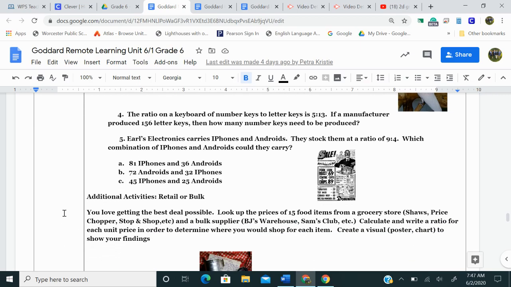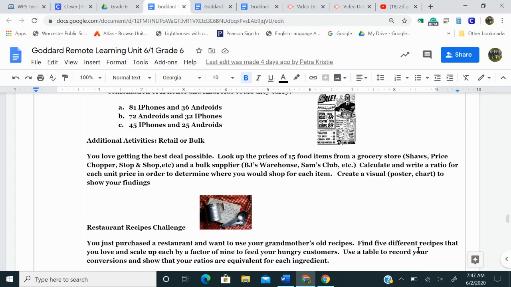Here's an additional math activity about retail or bulk. You love getting the best deal possible. Look up the prices of 15 food items from a grocery store like Shaw's or Price Chopper or Stop and Shop and a bulk supplier like BJ's or Sam's Club. Calculate and write a ratio for each unit price in order to determine where you would shop for them. Create a visual, a poster or a chart to show your findings.